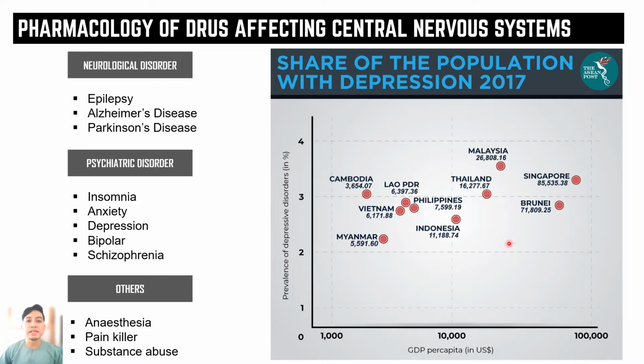As you can see in this graph, Malaysia had the highest prevalence of depressive disorders among Asian countries in the year 2017. And now it can be worsened due to the current scenario of the COVID-19 pandemic that affects the world. So in today's lecture, I will discuss the clinical application of drugs used in psychiatric disorders, especially for the treatment of schizophrenia as well as depression.